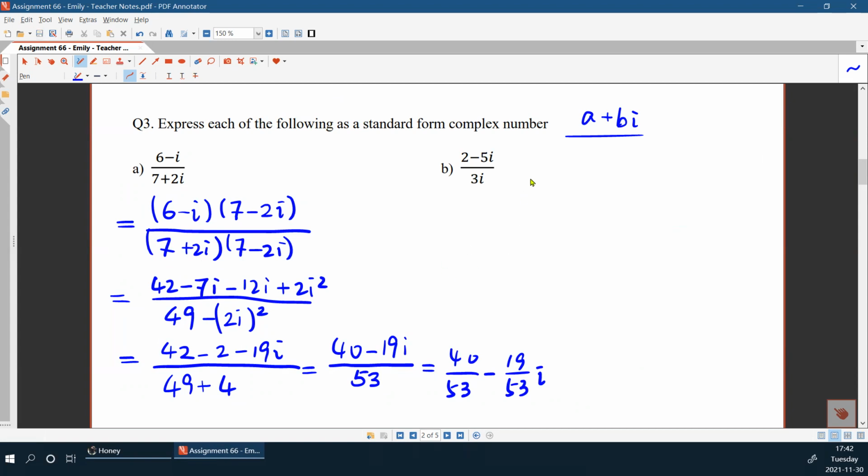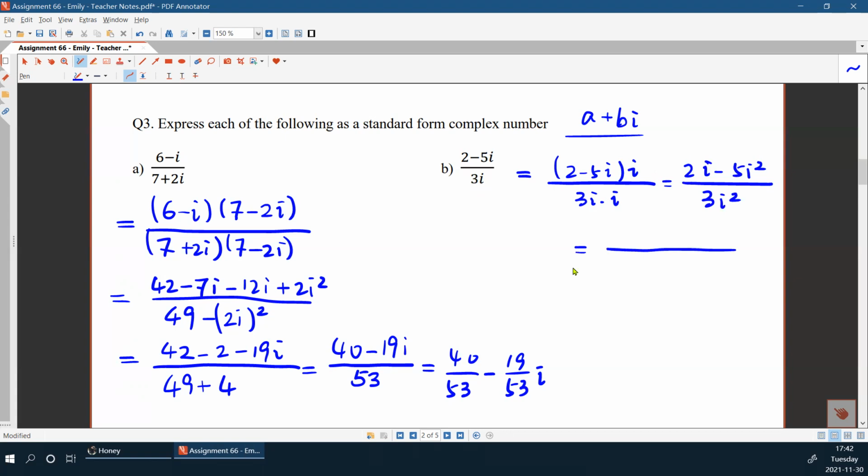Okay, the second question is, okay, note here we only need to multiply both the numerator and denominator by i, right? So this is 5 minus i times i over 3i times another i. And the numerator is 2i minus 5i squared over 3i squared. And then after simplification, this is minus 3 in the denominator, and the numerator is 5 plus 2i, right? And in the form of a plus bi, this is minus 5 over 3 minus 2 over 3 i.